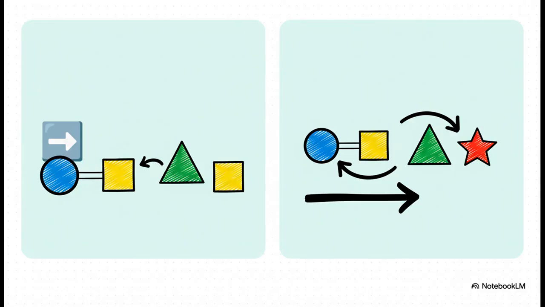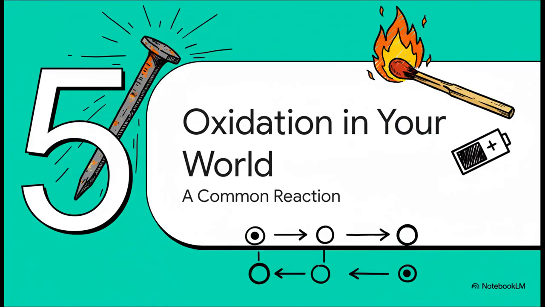Then you've got reactions that are all about swapping places. In a single displacement, one element basically cuts in and boots another one out of a compound. But in a double displacement, it's more like a dance, where 2 compounds swap partners and form 2 completely new couples. Okay, let's bring all this theory back home and talk about one of the most important types of reactions you will ever see, oxidation.